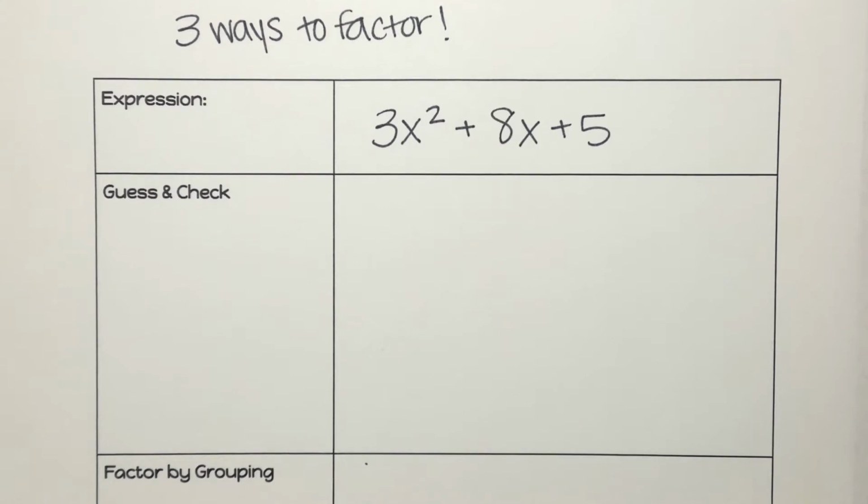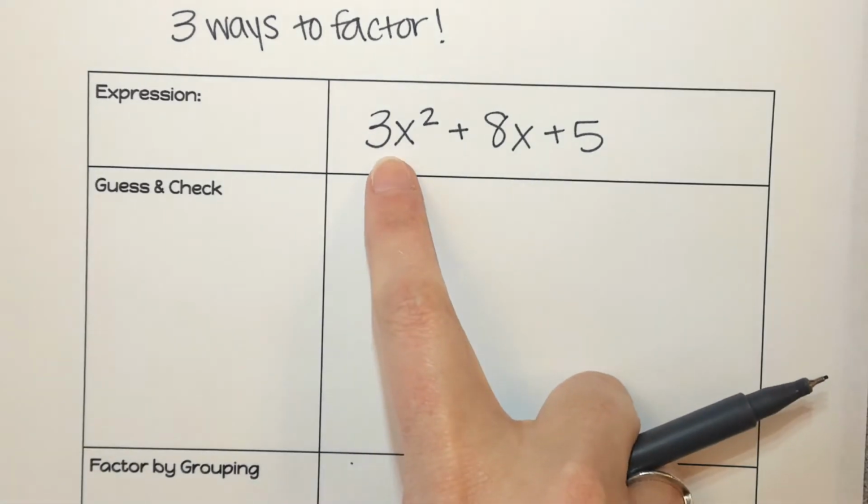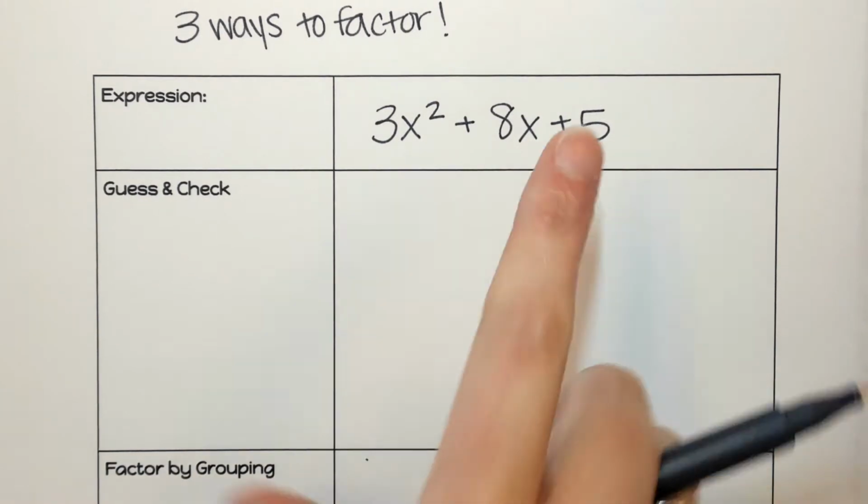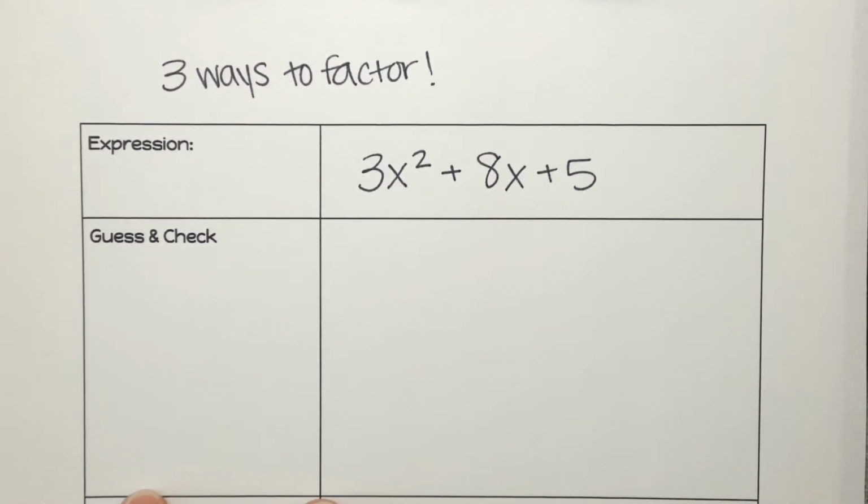I will upload a copy of this finished organizer into Google Classroom so you can have it or print it out if you need to. And I will also upload a blank copy so you can print it out and use it if you'd like. So we're going to use this expression, 3x squared plus 8x plus 5. And first, we're going to look at guess and check.